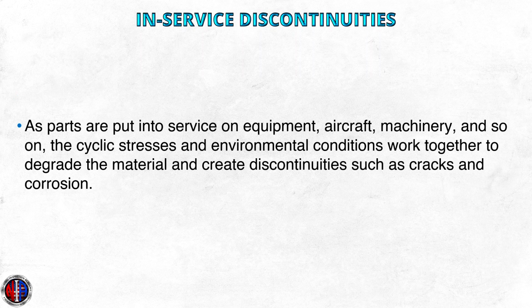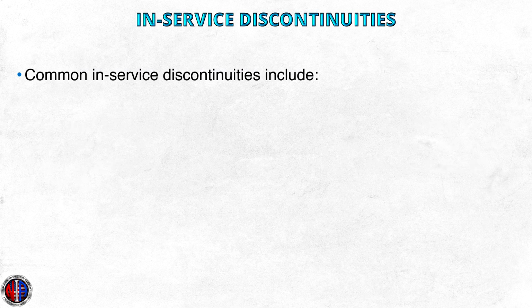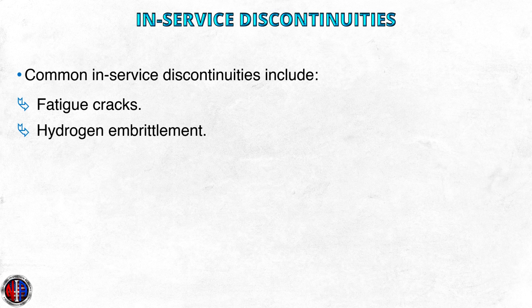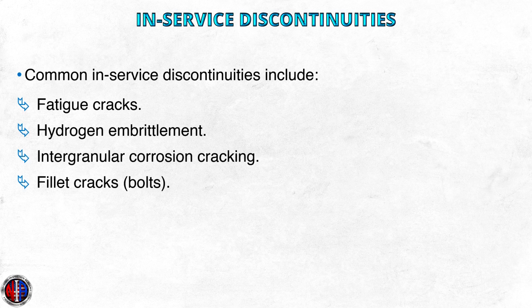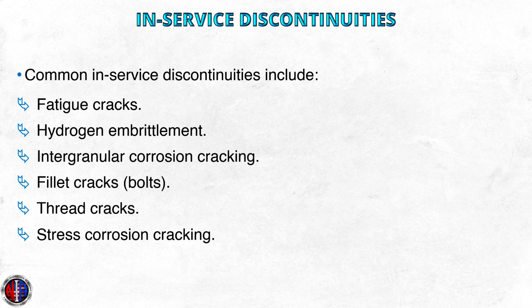In-service discontinuities. As parts are put into service on equipment, aircraft, machinery, and so on, the cyclic stresses and environmental conditions work together to degrade the material and create discontinuities, such as cracks and corrosion. Common in-service discontinuities include, but are not limited to, fatigue cracks, hydrogen embrittlement, intergranular corrosion cracking, fillet cracks, specifically on items like bolts, thread cracks, and stress corrosion cracking, or SCC.